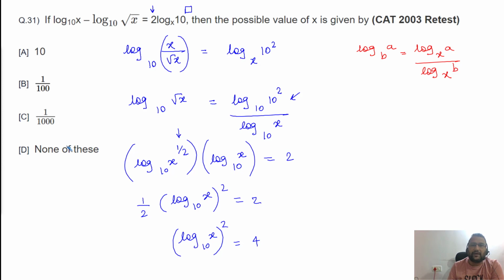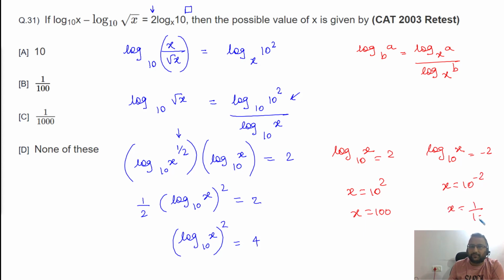So from this we can conclude that the value of log of x to the base 10 is equal to plus 2 or it is equal to minus 2. So the value of x is equal to 10 to the power 2, that is equal to 100, or the value of x is equal to 10 to the power minus 2, that is equal to 1 upon 100. So these are the two possible values that x can take over here. So option B we can mark over here.